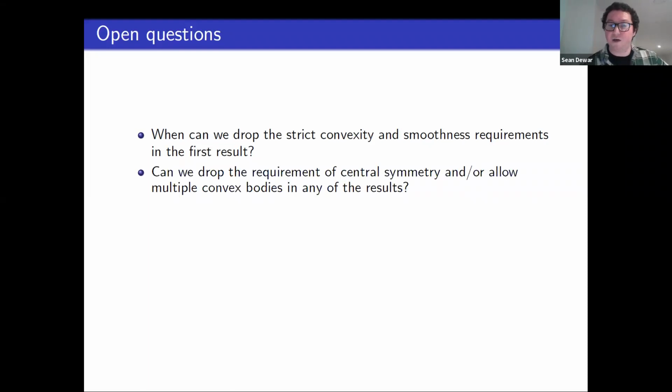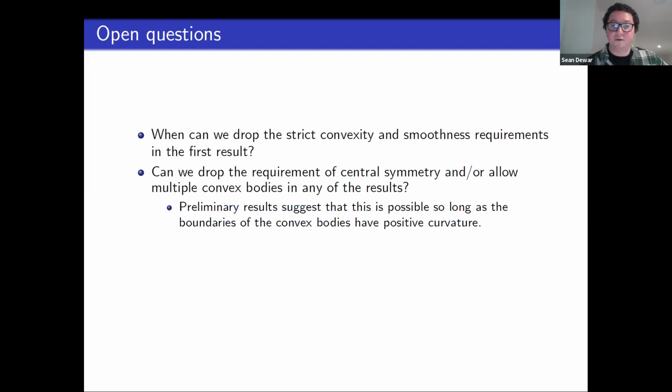Can we drop the requirement of central symmetry and allow multiple convex bodies in any of the results? From preliminary research I'm doing at the moment, the answer seems to be yes, but you have to increase the restrictions on what sort of things you're looking at. You would require that your convex bodies have positive curvature. The reason is you look at something called the support function of the convex body, and you want this to be very well behaved. The best way to do that is to have positive curvature.